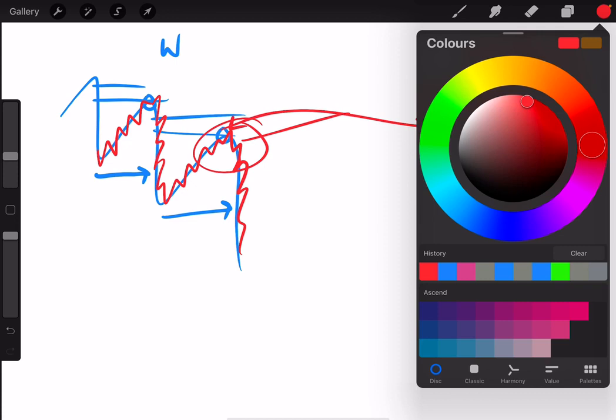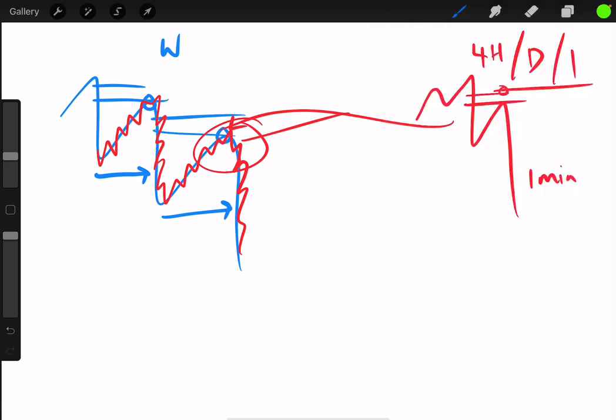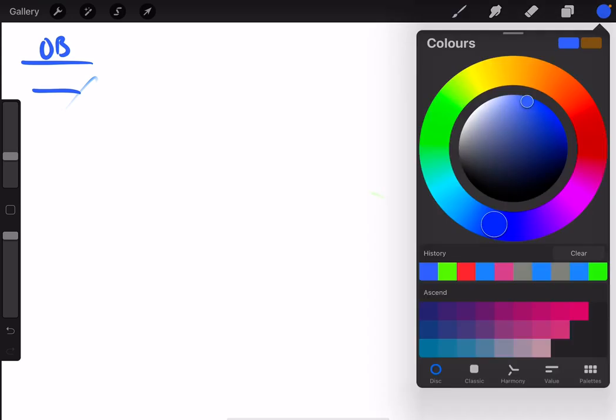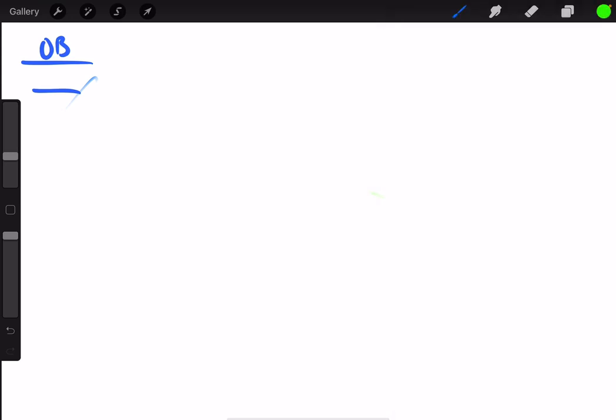Because say, for example, if I do it in green, inside here, we can have this. Exactly the same thing. But what happens is we have to understand that price is fractal, right? So say, for example, we're in our weekly OB, daily OB, or 4 hour OB. It doesn't matter. But if you're thinking about it from this point, say this is the 1 minute time frame. Okay, that's the 1 minute time frame.